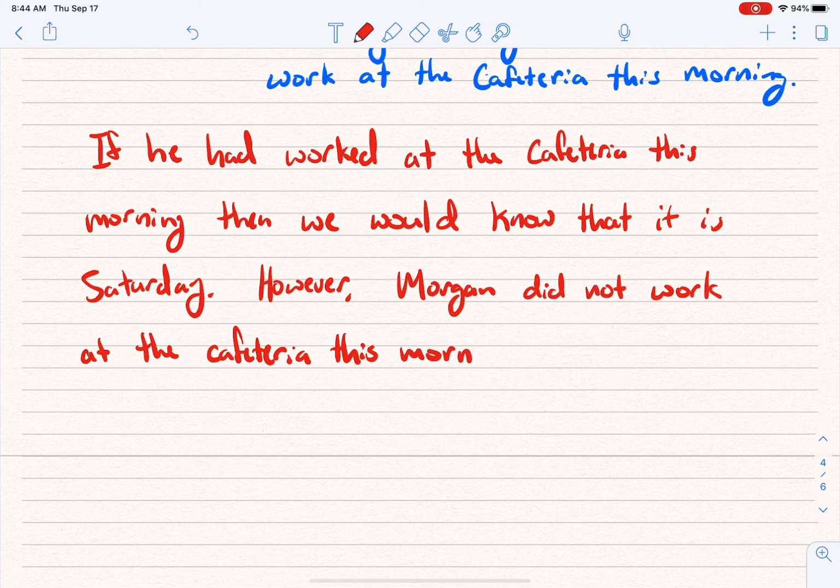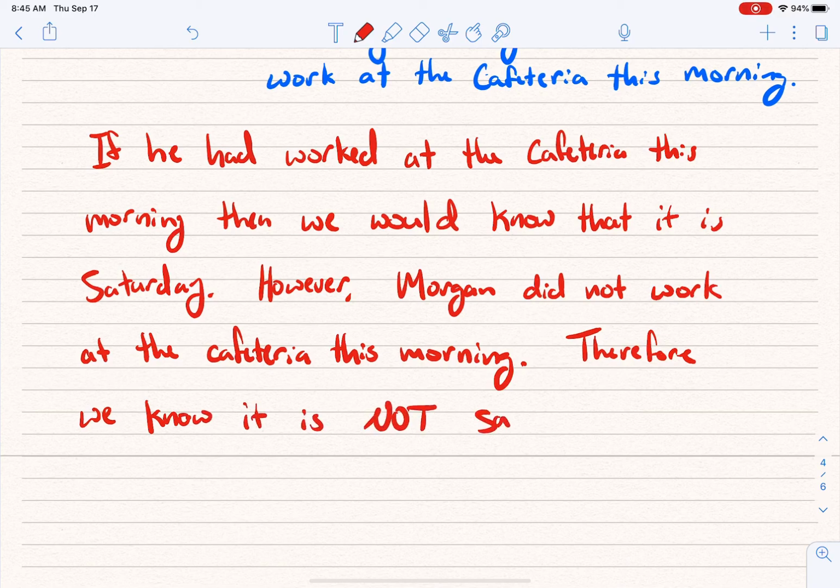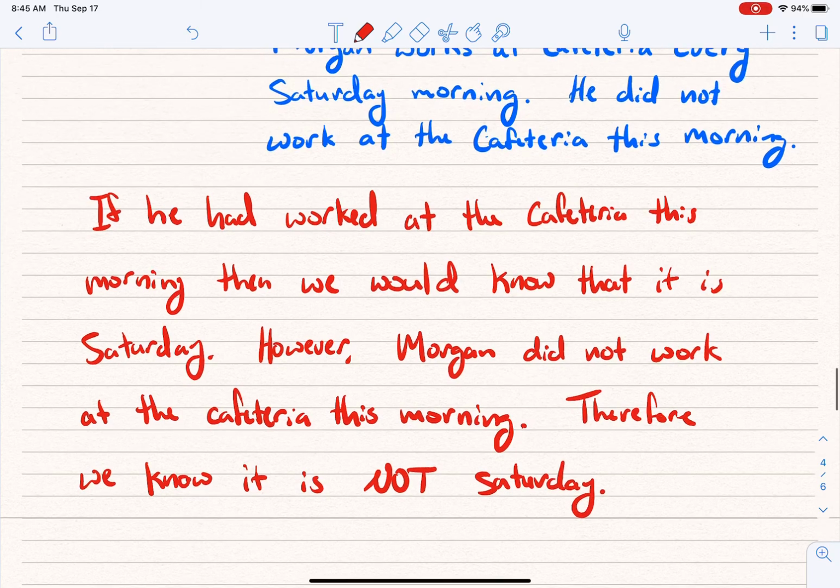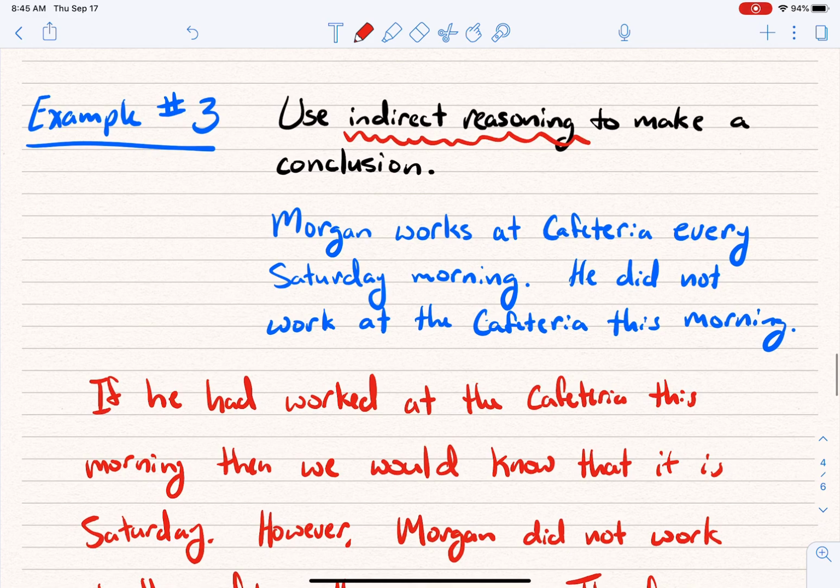Let's make sure I kind of got most of that right. Okay, if he had worked at the cafeteria this morning, then we would know that it is Saturday. However, Morgan did not work at the cafeteria this morning. Therefore, we know it is not Saturday. Okay? So here's us using a little bit of indirect reasoning.